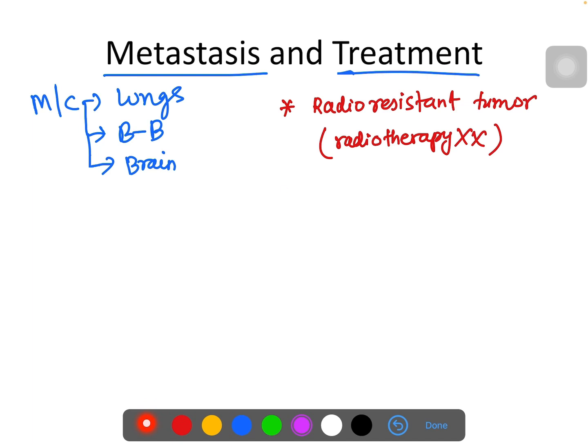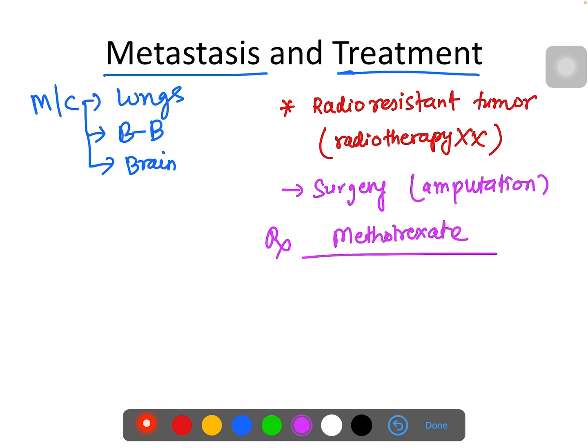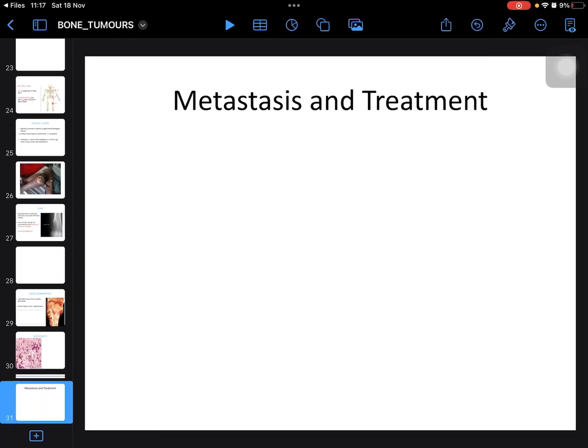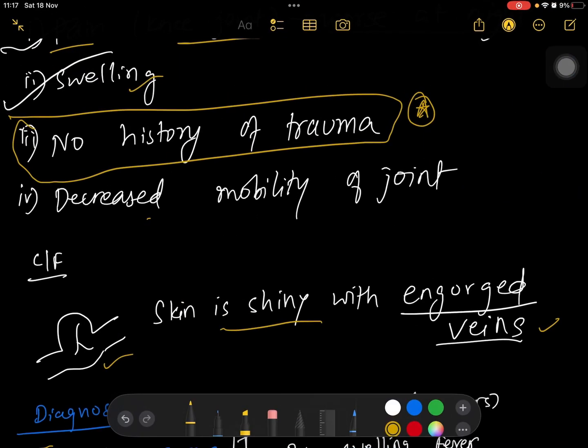One thing that we can do is surgery. In surgery, we just remove the tumor, and amputation is done. And if you are talking about the drug, then the drug that we can use is known as methotrexate. If you have an idea of methotrexate, you might have learned it in pharmacology. It is the drug of choice for rheumatoid arthritis. So this drug can be used in the treatment of osteosarcoma.